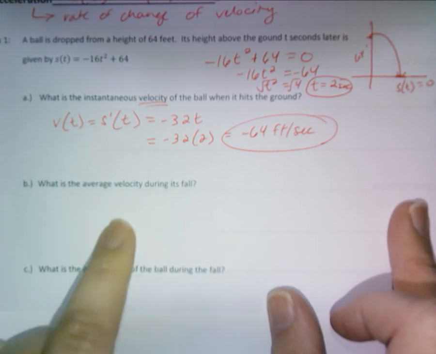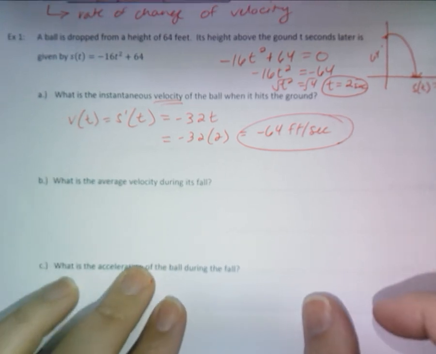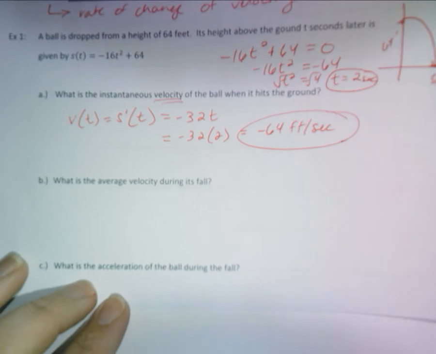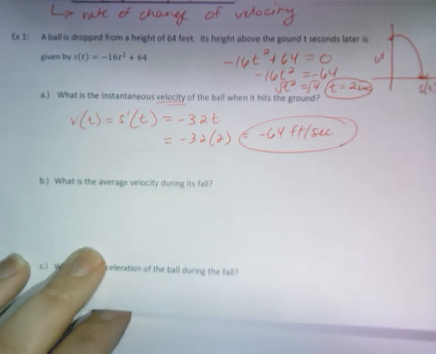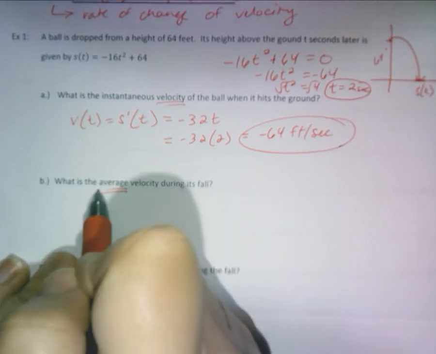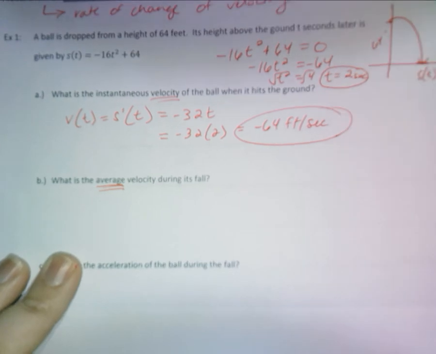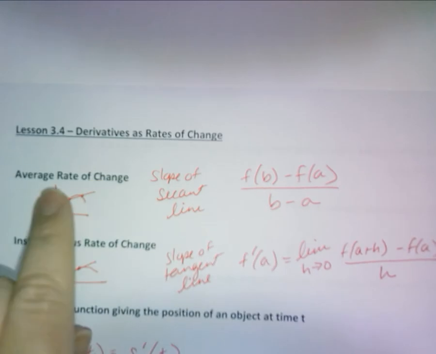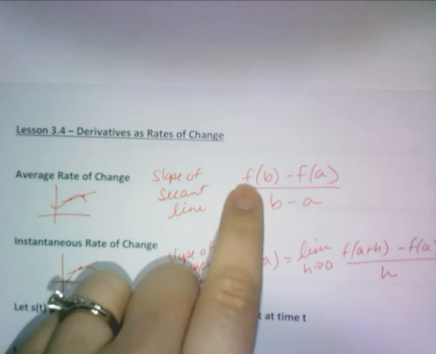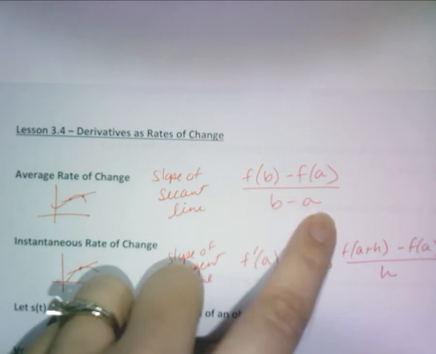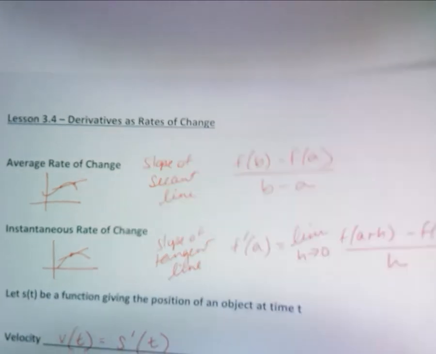So what is the average velocity during its fall? Average velocity during this fall. I hate this question, but it actually is kind of good to make you go back. This word average, you see that word right there? So go back up here. See where I wrote average rate of change? You have to find 2 points and do an average. You have to do a slope.